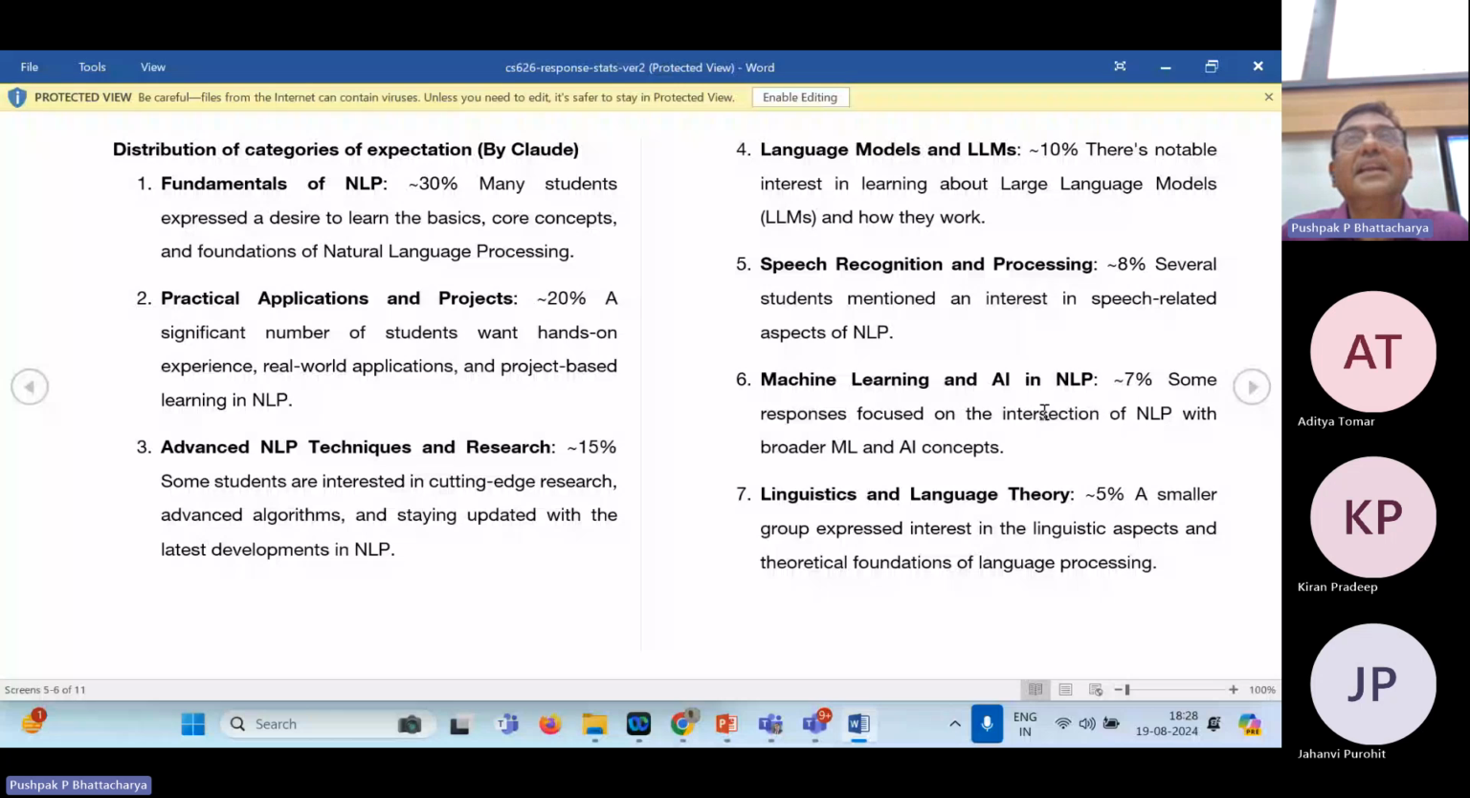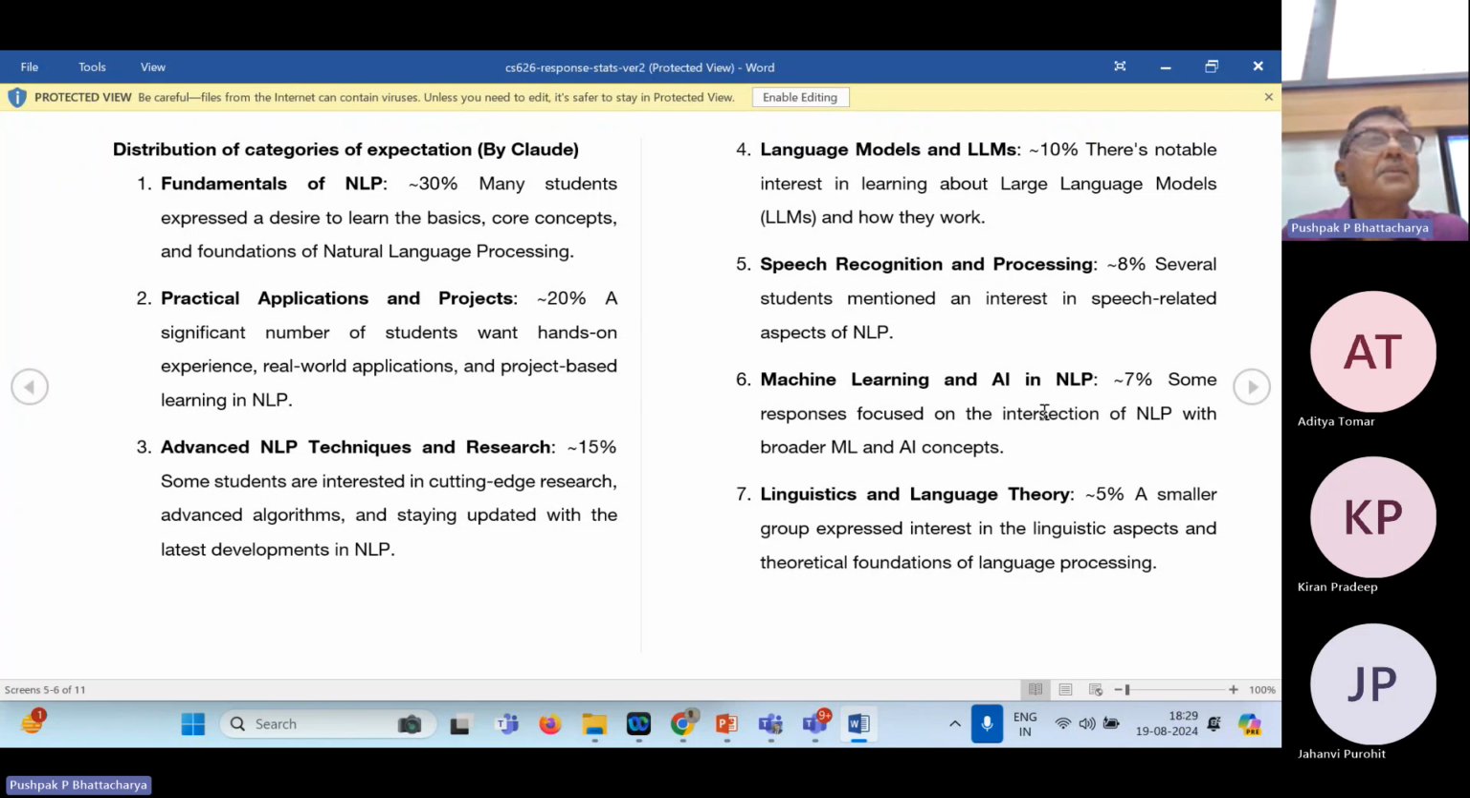Then speech recognition and processing, 8%. There is an NLP class, but of course there is a speech element. But I understand there is another course on ASR, which will happen next semester. Then machine learning and AI in NLP, 7% of the class. Some responses focused on the interaction of NLP with broader ML and AI concepts. Linguistics and language theory, 5% of the class you wanted to know. Which is a small number, but of course the foundations, fundamentals, you have to take note of linguistic concepts.